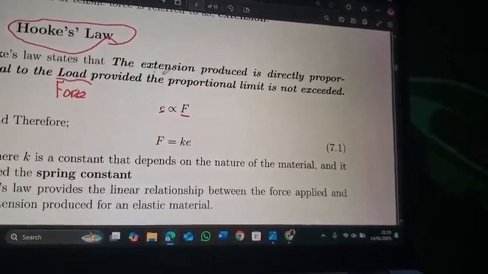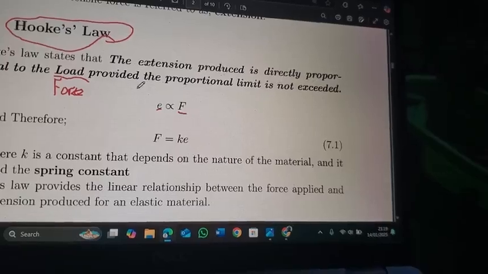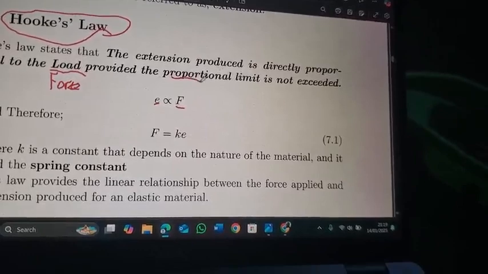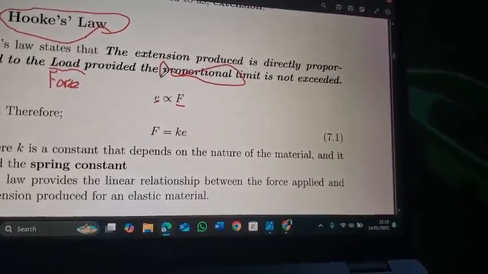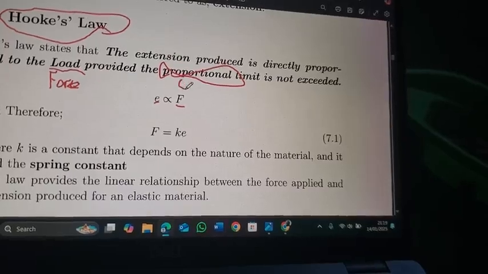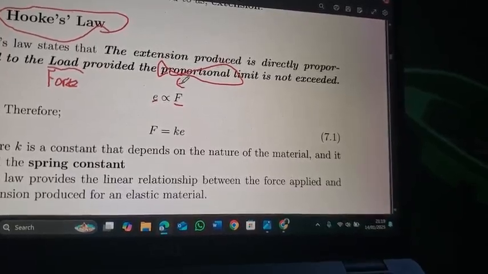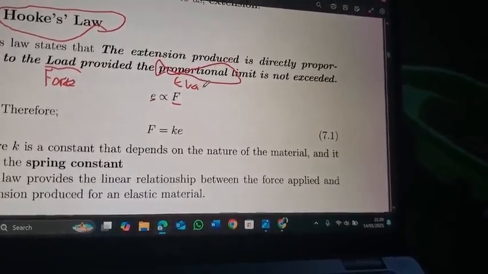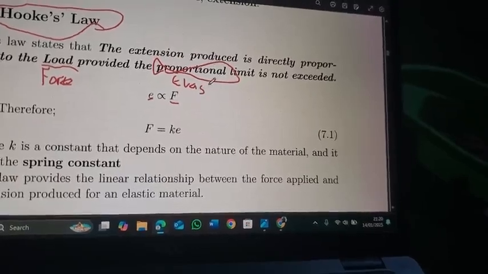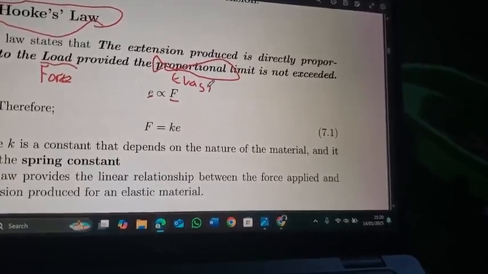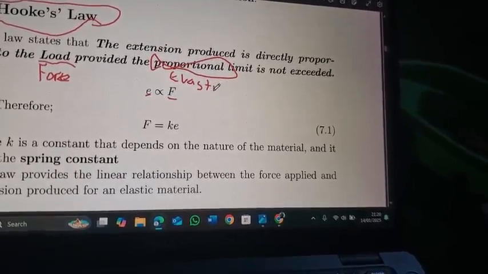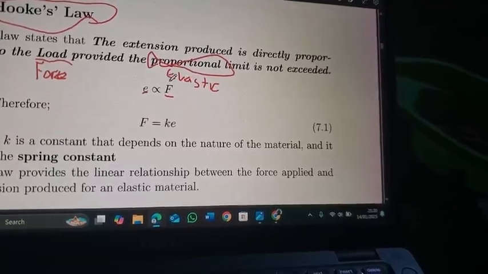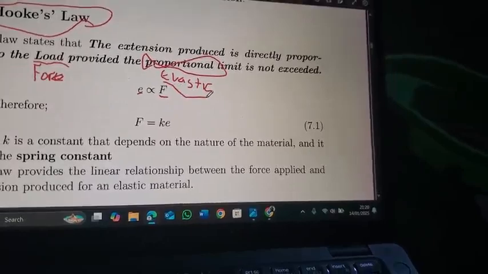So Hooke's law says that the extension produced in a material is directly proportional to the force applied, provided this is supposed to be elastic. I made a mistake here. It's supposed to be elastic, provided the elastic limit is not exceeded. So that limit, remember I told you, when that force is within a limit, and that limit here we have now found it to be called the elastic limit.